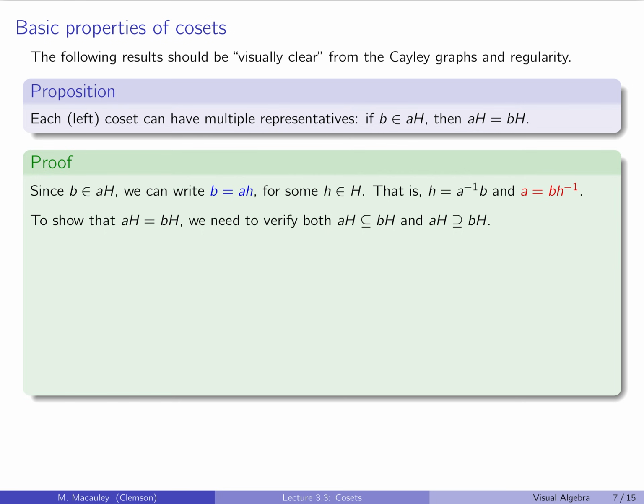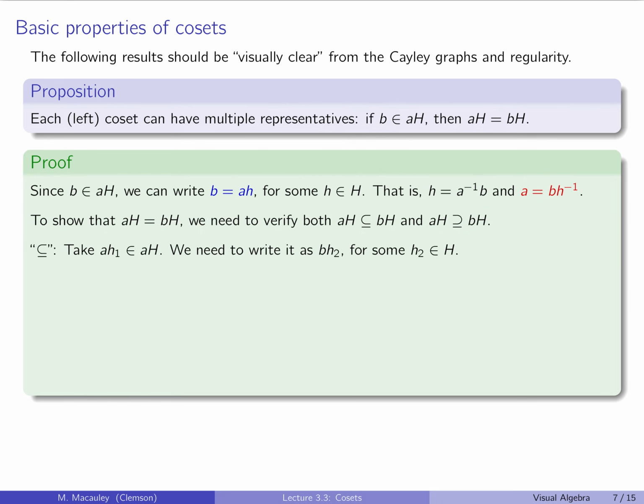Okay, so what are we trying to prove? This is our assumption: b is a times h, and we're trying to show that aH equals bH as cosets. To show the equality of sets, we typically need to show both containments, that aH is a subset of bH and also a superset of bH. We can do this by taking an element in aH and showing it's in bH, and then taking an element in bH and showing it's in aH.